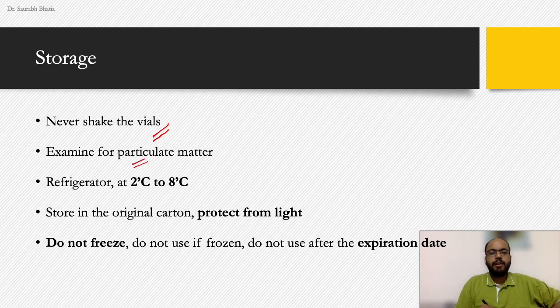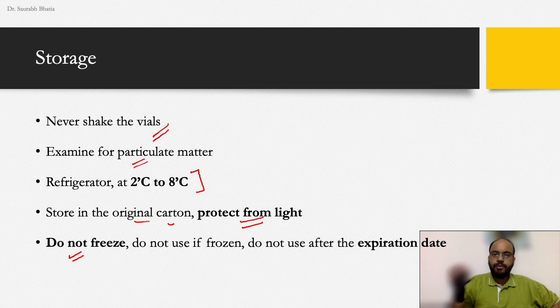Examine the vial or the pen or the syringe for particulate matter. It has to be stored between 2 to 8 degrees Celsius in a refrigerator. Store in the original carton in which it comes. Protect from light so that there is no photodegradation. Do not freeze. It has to be kept between 2 to 8 degrees Celsius in the refrigerator, not in the freezer.